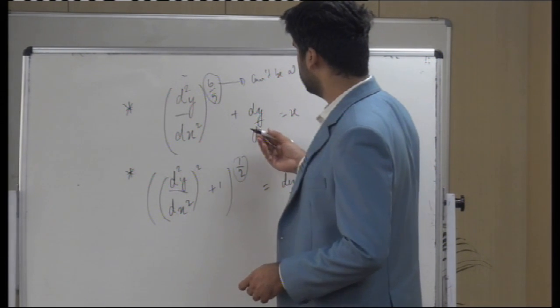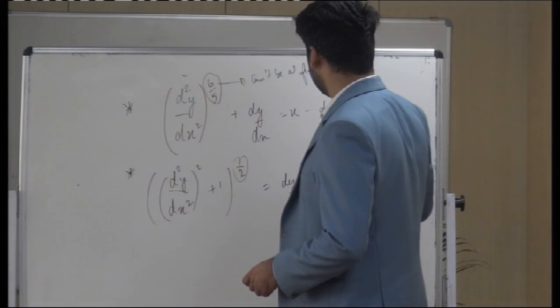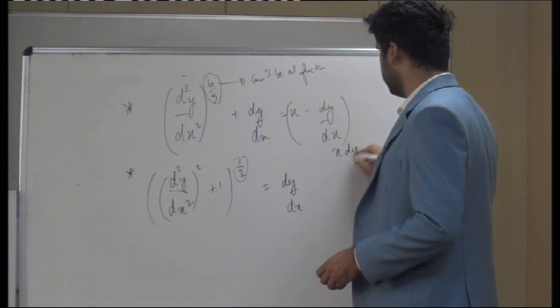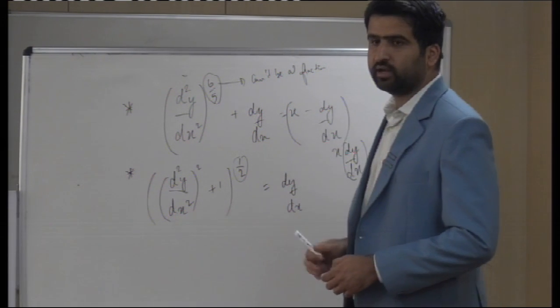In this case, you will have this: x minus dy by dx, so there will be a lot of terms over here, dx, dy by dx to the power 5. Then you will have to apply all the binomial.